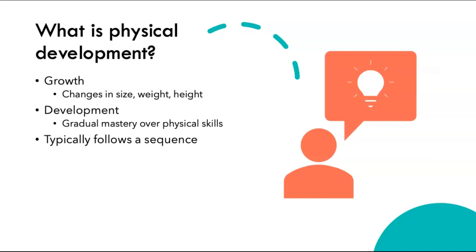Just to recap, physical development has two different areas, and that is growth and development. So growth refers to changes in size, weight, and height, whereas development is gradual mastery over physical skills. And when we're thinking about normative physical development, it typically follows a sequence that we expect to happen from birth onward. Although, with everything in development, it depends. So that's why I say typically follows a sequence, because there are some exceptionalities.